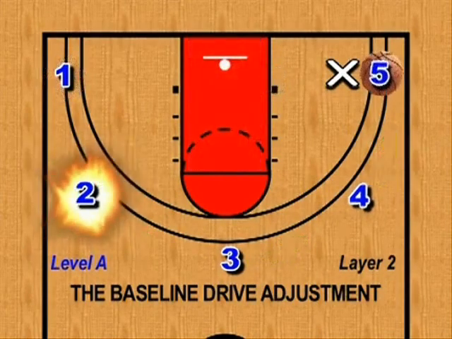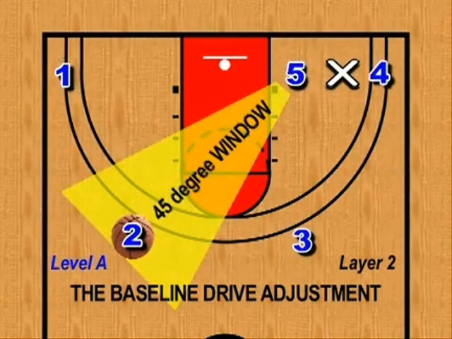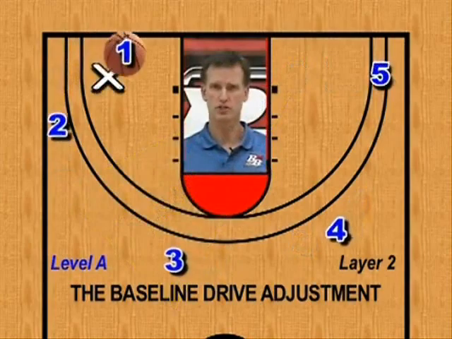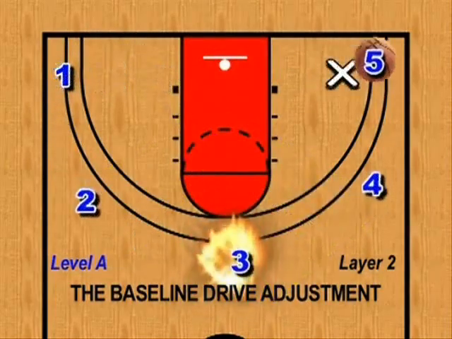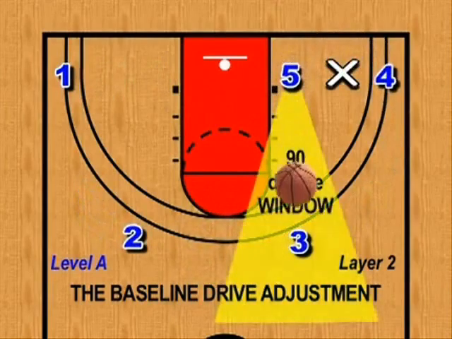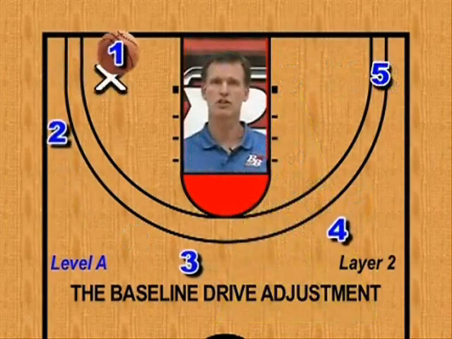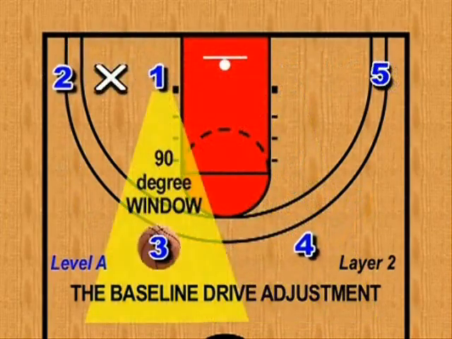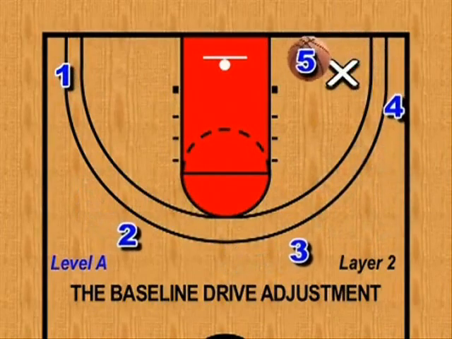The opposite wing circle moves but stops a little short into what we'll call the 45-degree window. That's not much of an adjustment. The head of the key circle moves but stops a little short as well in what we'll call the 90-degree window. That's not much of an adjustment either. The same side wing circle moves into the safety valve position.